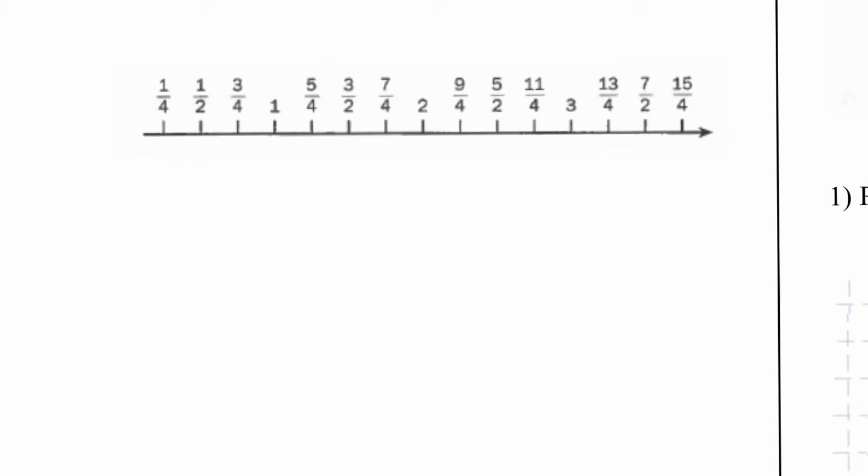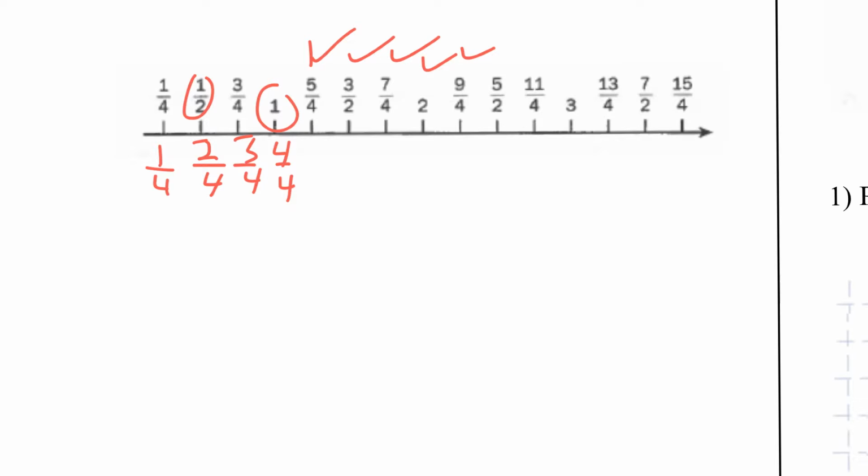Here is a fractional number line counting by a quarter. Let me get into this a little bit more. So this is 1/4, and this here is 2/4. 2/4 reduces to 1/2. Then you get 3/4, then you get 4/4, which reduces to 1. 5/4, 6/4, 7/4, 8/4, 9/4, etc.